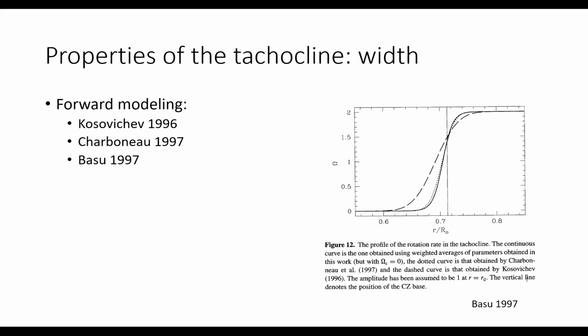And this is a comparison of some of those early works. This was done by Sarbani, but she was plotting her own results and Sasha's and Paul Charbonneau's. And you can see some differences. So there are differences depending on the model you use and the data set you use, but they're all relatively sharp rotation gradients.